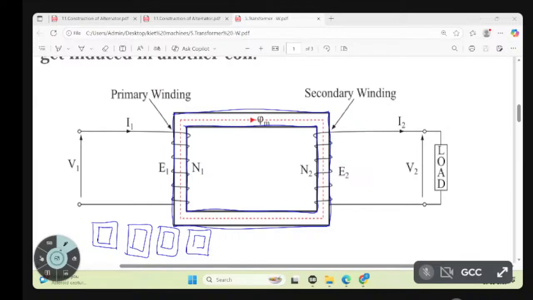But with respect to construction, DC generator and alternator are important. Please learn and concentrate on these two: construction of alternator, construction of DC generator or DC machine. And for the remaining ones, working is important.